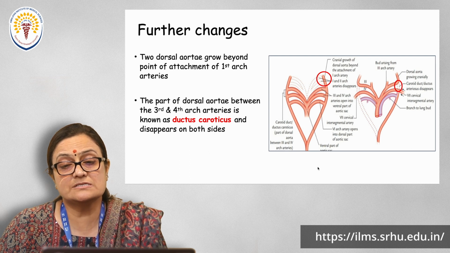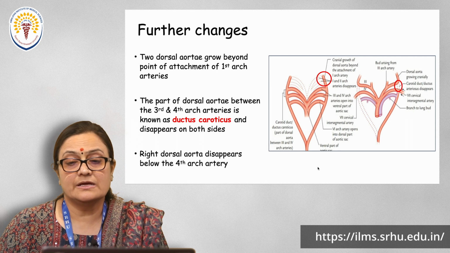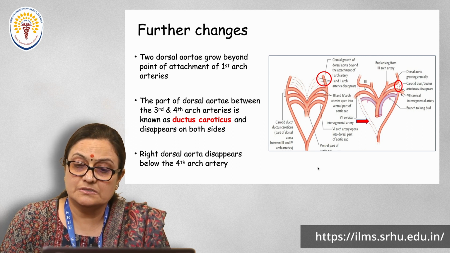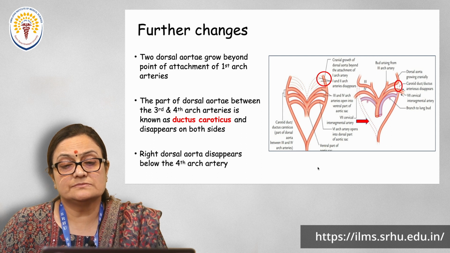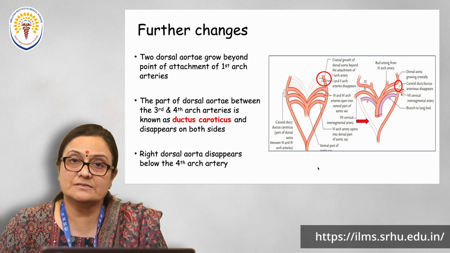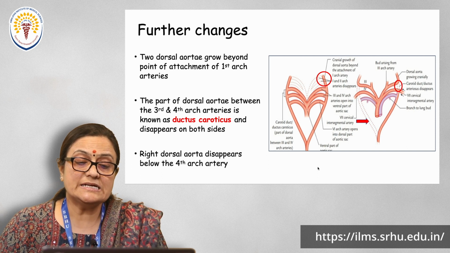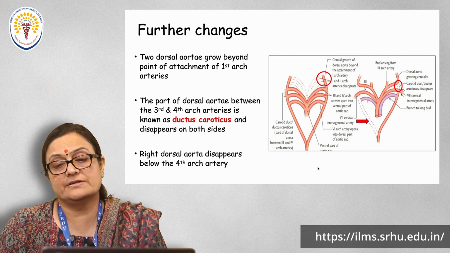So, these two things have happened, further changes which have happened in the arch arteries. Another point, note this arrow. If you compare the two figures, in the first figure we can see this part of the dorsal aorta was there, but in this figure where the arrow lies, this part has disappeared. So, the right dorsal aorta disappears below the fourth arch artery.